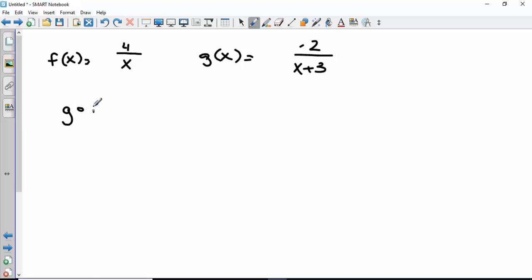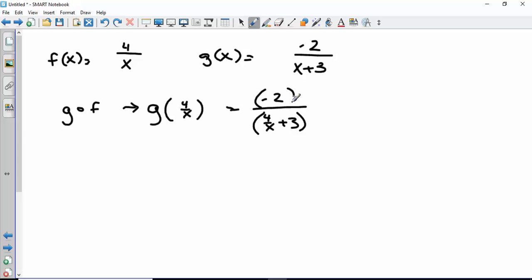What is G composed with F going to be? So what would we have to do? Over x plus 3, multiplied by x on the bottom. Multiply. So then negative 2x will be on top, and then 4 plus 3x. So we can't leave a fraction in a fraction.